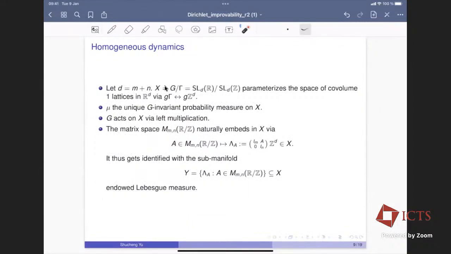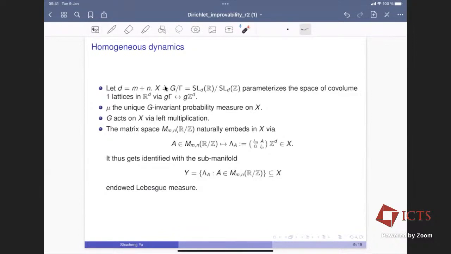Okay, so for the proof, instead of using continued fractions, we use homogeneous dynamics. We would translate this question into a dynamical problem and then try to solve this dynamical problem. So now let me introduce some setting. Again, D would be n plus n, and my homogeneous space X will be SL_D(R) mod SL_D(Z). It's a space of covolume one lattices in R^D.